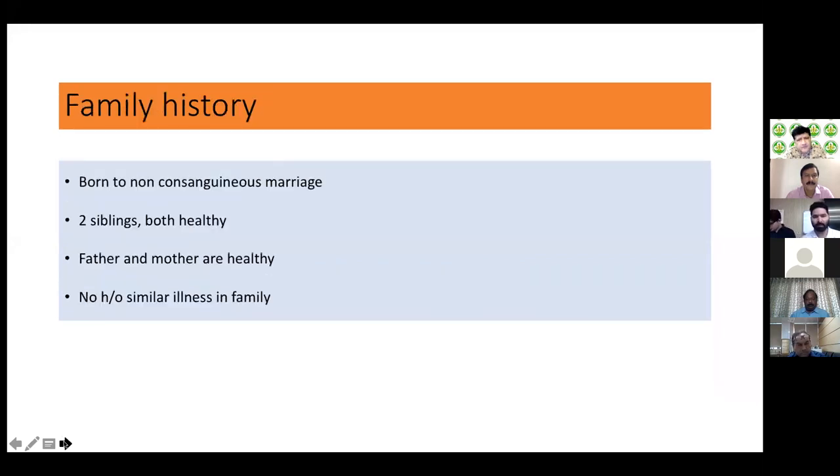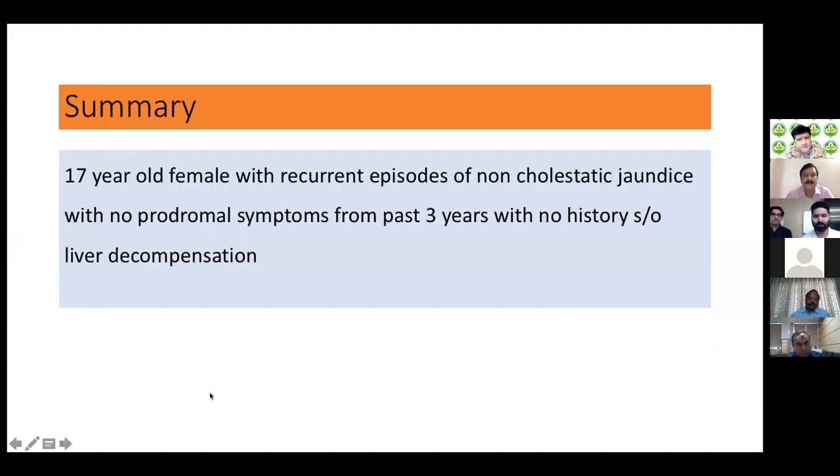Family history: she's a child born to a non-consanguineous marriage with 2 siblings. Both are healthy. There is no history of any similar illness in the family. Her father and mother are both healthy. So to summarize my case, she's a 17-year-old female with recurrent episodes of non-cholestatic jaundice with no prodromal symptoms for the past 3 years, with no history suggestive of liver decompensation.